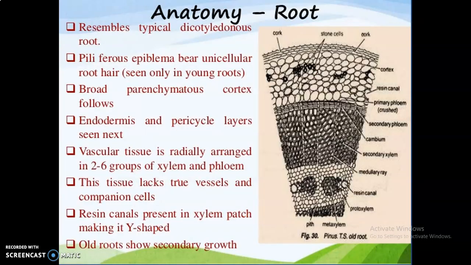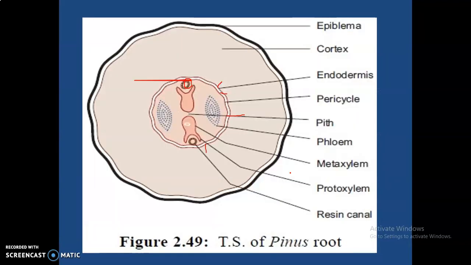The xylem tissue lacks vessels, and the phloem tissue lacks vessels and companion cells. In the old root it also shows secondary growth, and root hairs are present in the young roots.